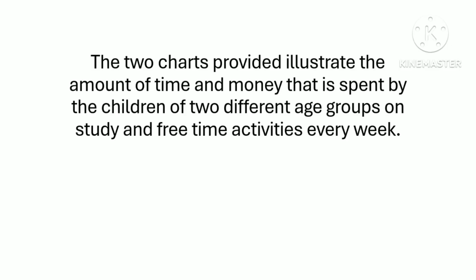The two charts provided illustrate the amount of time and money that is spent by the children of two different age groups on study and free time activities every week. So this is what the chart is showing, the time and money spent on two types of activities by a specific age group every week. So this is what I have written in the introduction. Now you can take some time to read this. Illustrate means to show.